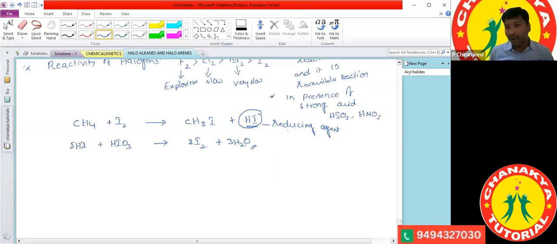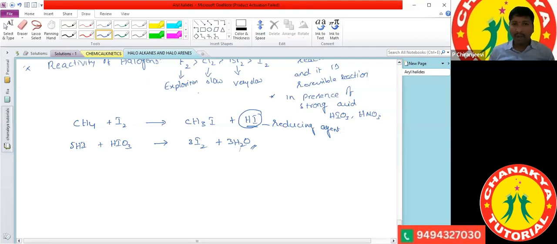So why is the reaction carried out in the presence of strong acids? Because hydrogen iodide is formed, and it acts as a strong reducing agent. Again it reduces the methyl iodide into methane and iodine. To overcome that, the reactions are carried out in the presence of strong acids. When hydrogen iodide reacts with a strong acid, it forms iodine plus water. Now you got the clarity, everyone? Any doubt? So this is the exception case for iodine.